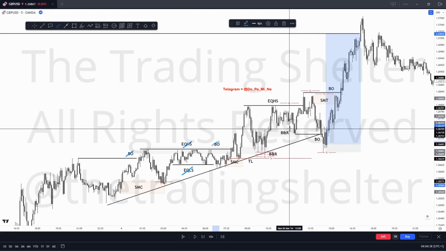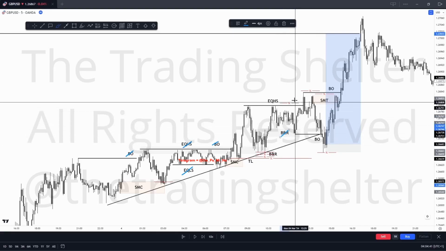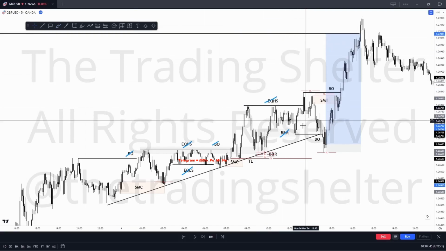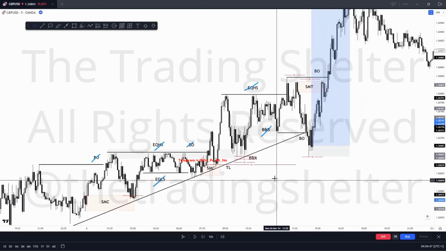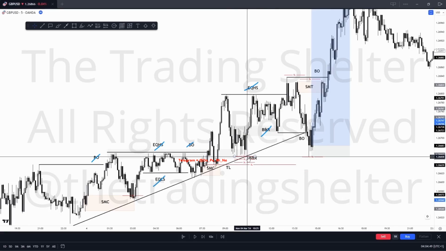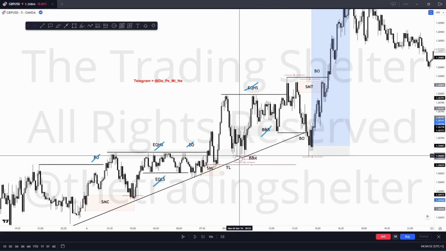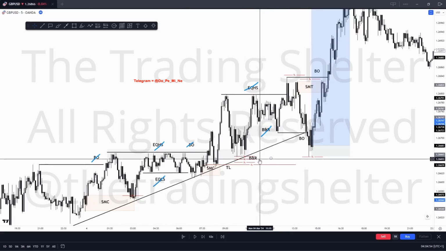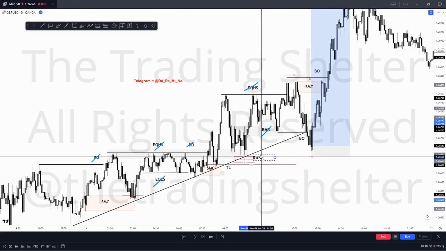Break and retest traders are gone also. These guys are gone. Equal highs are pretty obvious. Gone also. Perfect. So this is the remaining liquidity. Now, this is where it gets tricky. We have break and retest traders here.